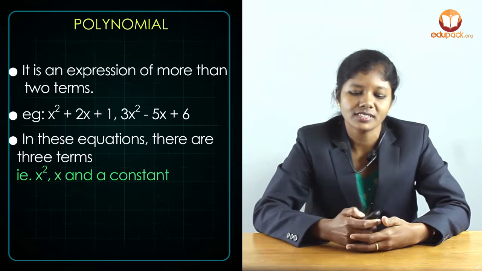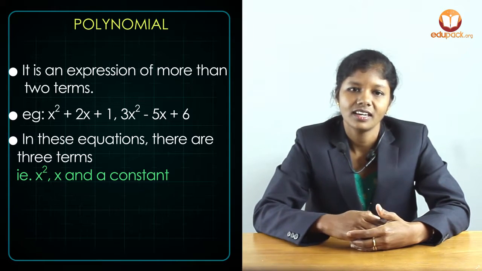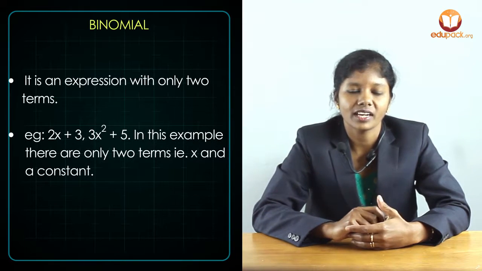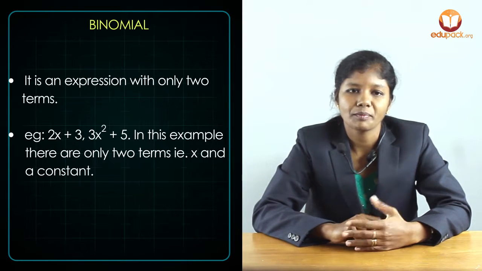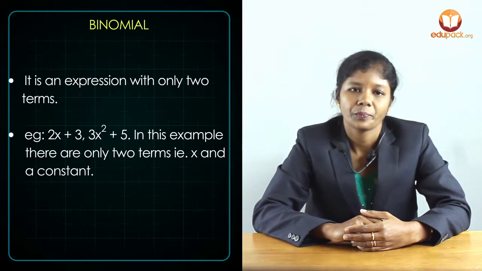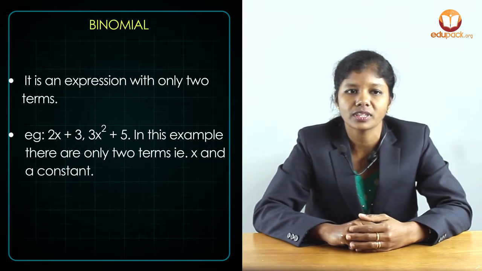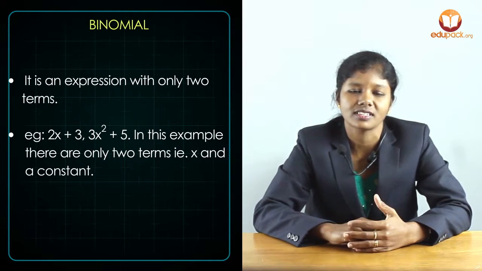In these equations, there are three terms, that is x square, x and a constant. In binomial, what is binomial? It is an expression with only two terms. For example, 2x plus 3, 3x square plus 5. In this example, there are only two terms, that is x and a constant, x square and a constant.